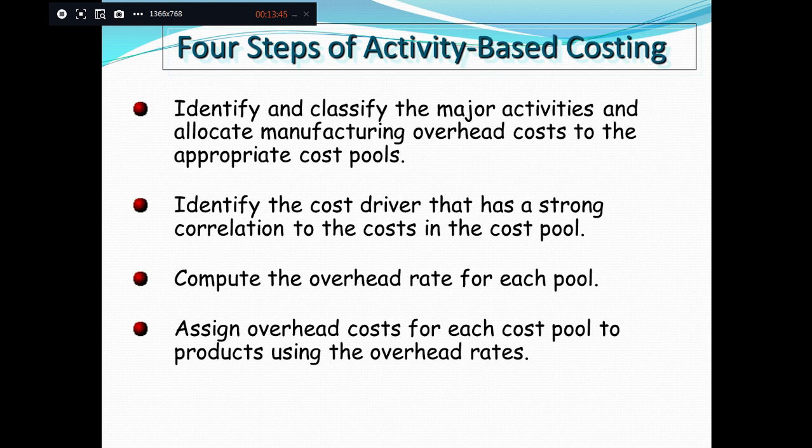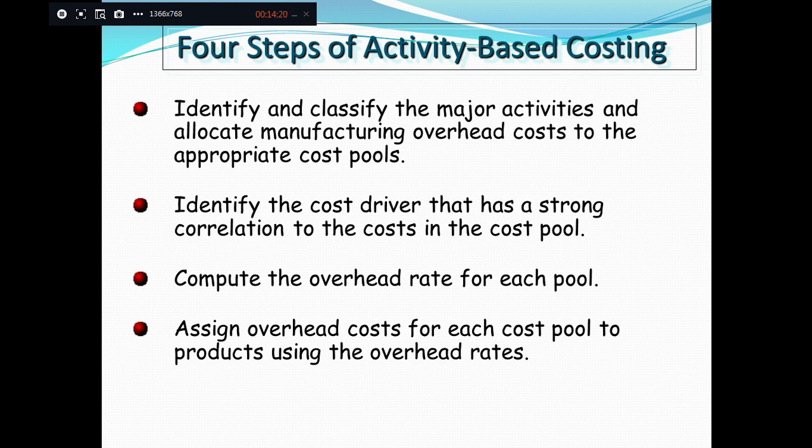Then you have to allocate overhead cost to the appropriate cost pools in which the activity cost drivers can be measured. In the second step, you have to identify the cost driver that has a strong correlation to the costs in the cost pool. In the third step, compute the overhead rate for each cost pool. Then assign overhead costs for each cost pool to products using the overhead rates.